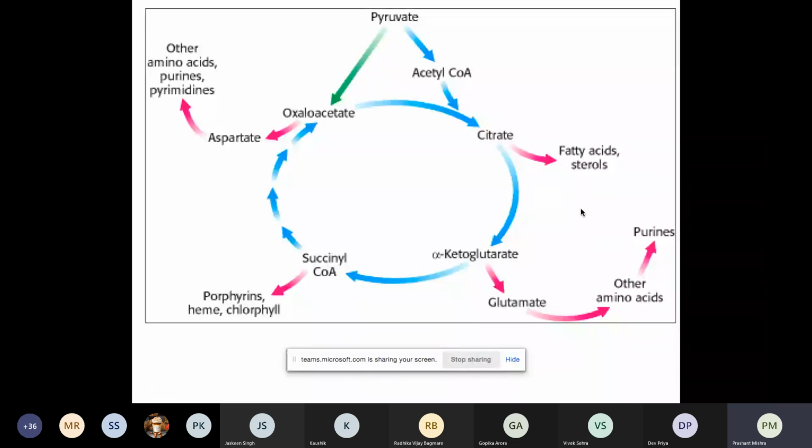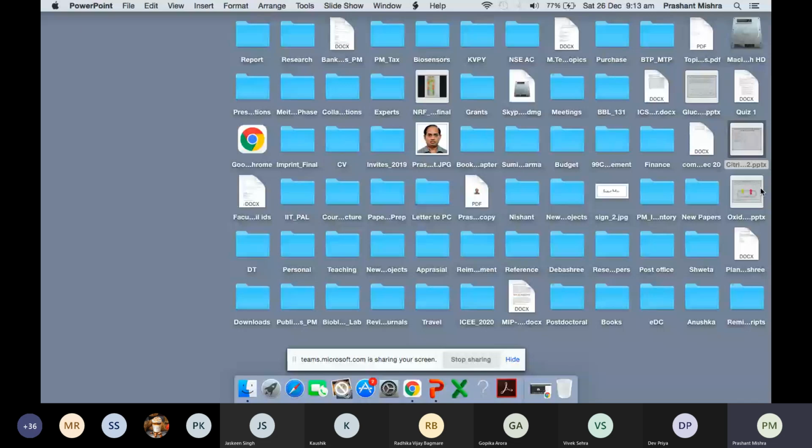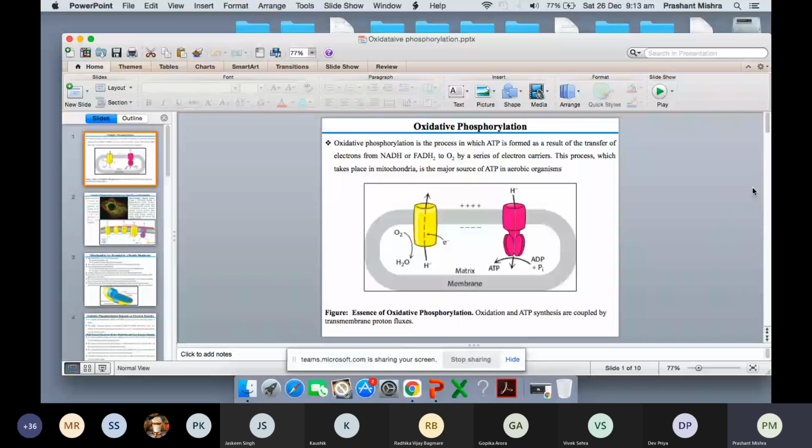That means it is involved both in catabolic process as well as anabolic process. So with this, I have been through with the TCA cycle. The next thing which you will be learning is about oxidative phosphorylation. So NADH or FADH2, which has been produced in the previous stage of the TCA cycle, has to be utilized in the form of ATP.